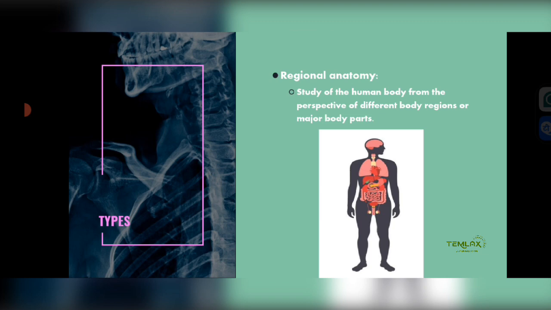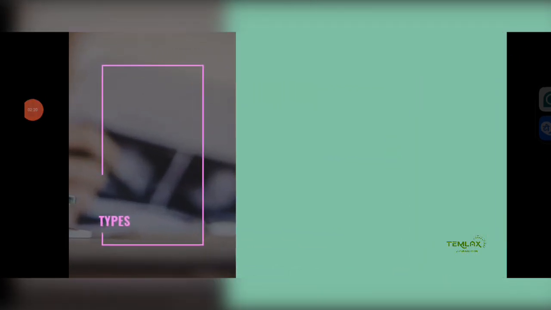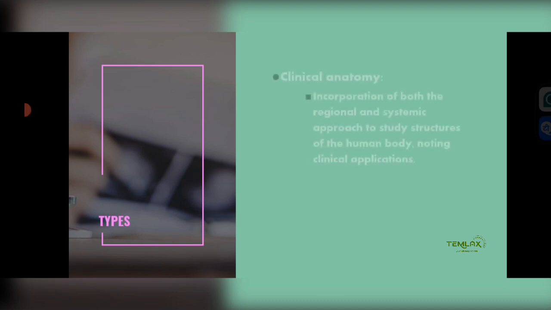Now moving on, we also have clinical anatomy. So clinical anatomy, this is like the incorporation of regional and systemic anatomy. It's like the reverse thinking. Instead of thinking that okay, what is the function of this muscle, then you would be thinking that if this muscle were to be absent, then what effects would it cause, or how would it manifest that this particular muscle is absent or cut.